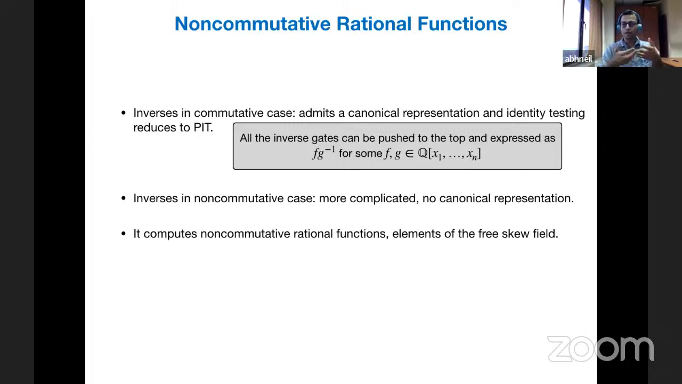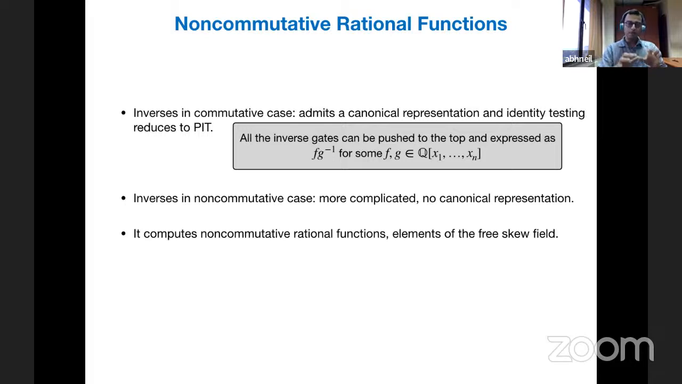It is computing the ratio f by g for two different commutative polynomials. Essentially, identity testing of a commutative rational function just reduces to commutative PIT. It's independently not interesting, but this is not the case in the non-commutative setting.